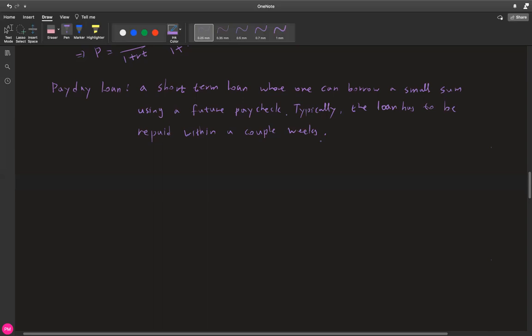So it's usually a 10 days to 14 days loan, and it's also usually a very small amount of money, and it's typically the same thing, but just for a very short period of time. So let's do an example involving the payday loan.